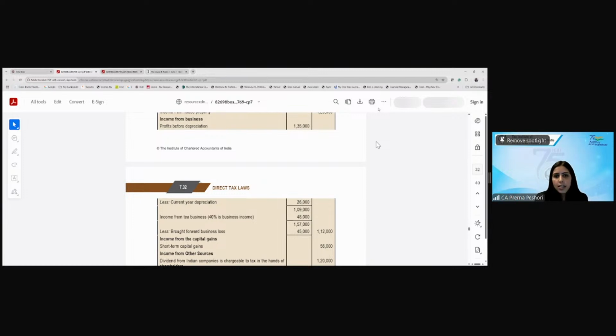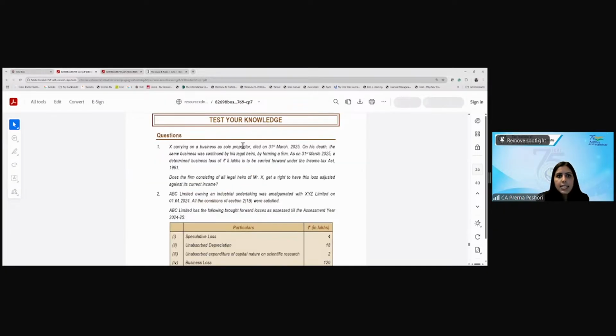Fine? Okay. Now, coming to the next question, question number 1. X is carrying on a business as a sole proprietor and died on 31st March. On his death, the same business was continued by legal heirs by forming a firm. As of 31st March, a determined business loss of 5 lakh is to be carried forward. Does the firm constituting all legal heirs of Mr. X get a right to have this loss adjusted against the current income?